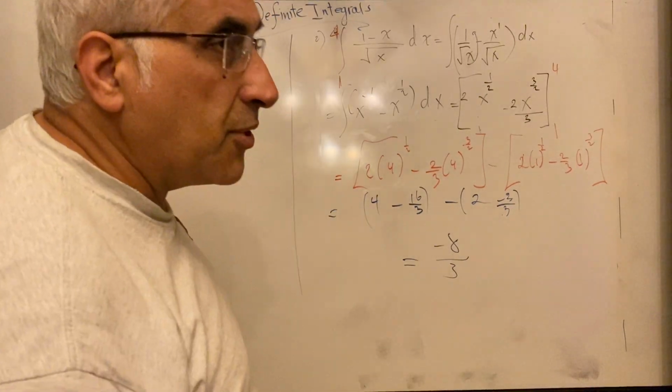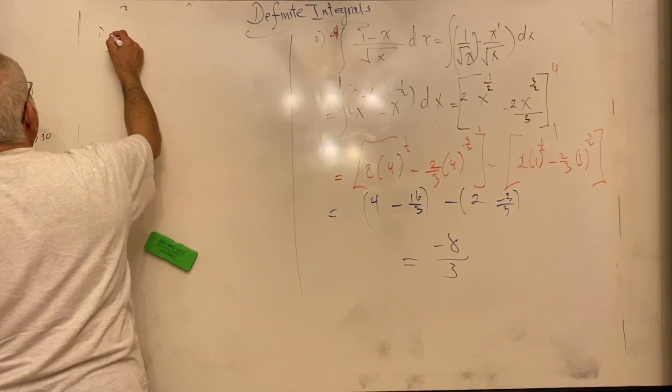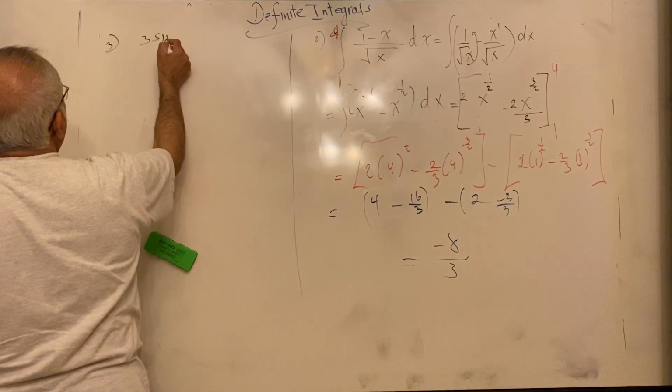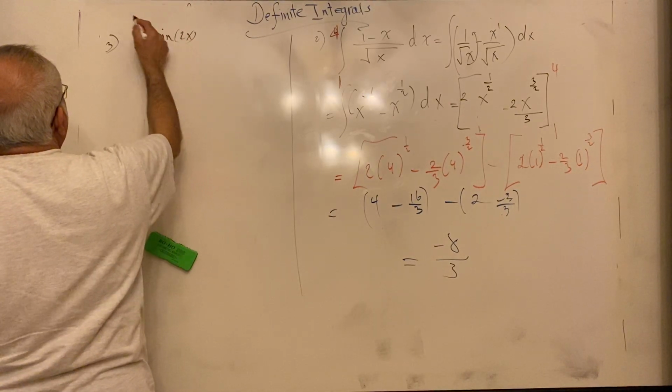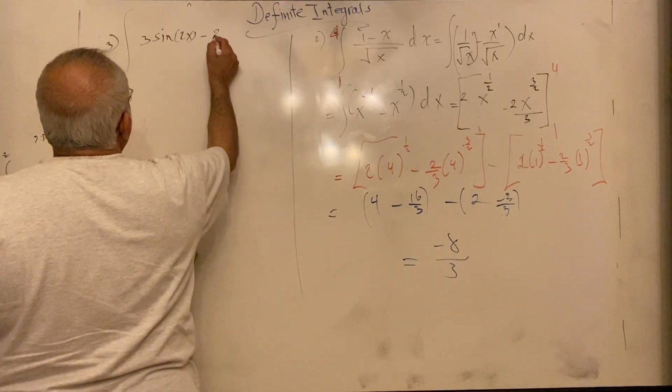How about taking something with sine, cosine, tangent? Number 3. Ready? 3 sine 2x minus 2 cosine 3.